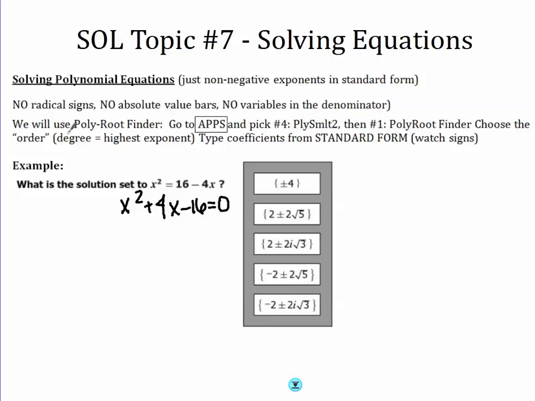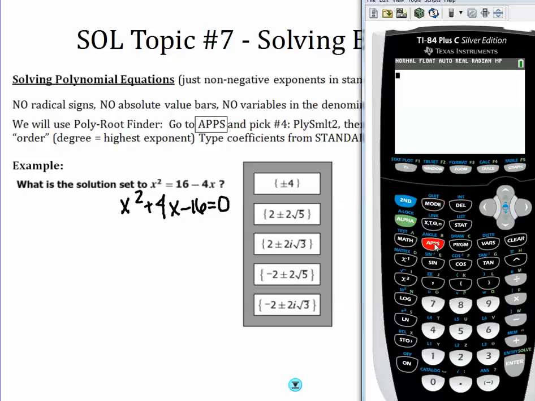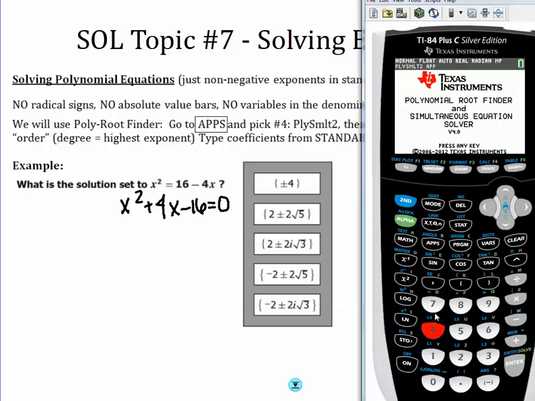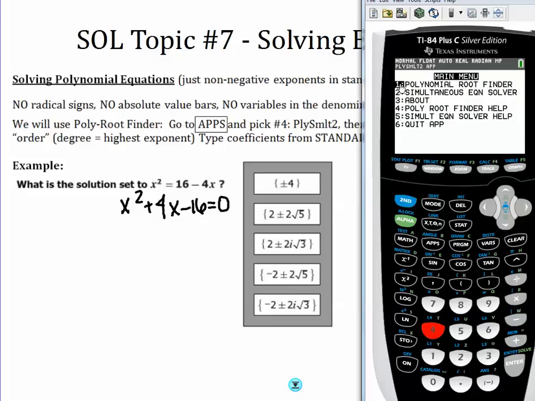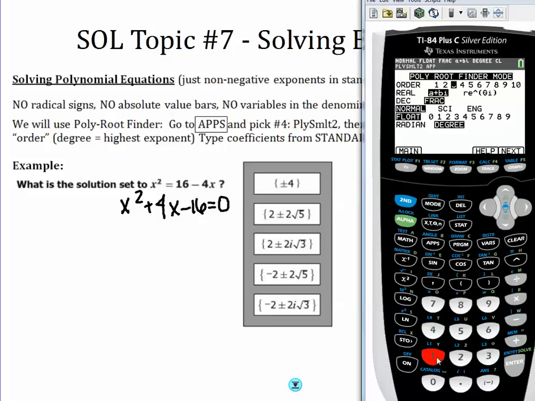Now, I'm going to use the PolyRootFinder app. So I'm going to click Apps, choose number 4, which is PolySimult2, and then choose the first option, PolyRootFinder. So Apps, PolySimult2, and then number 1, Polynomial Root Finder. Remember that order is the degree, which is the highest exponent, which in this case is 2.